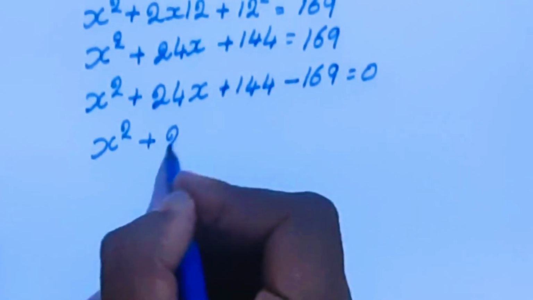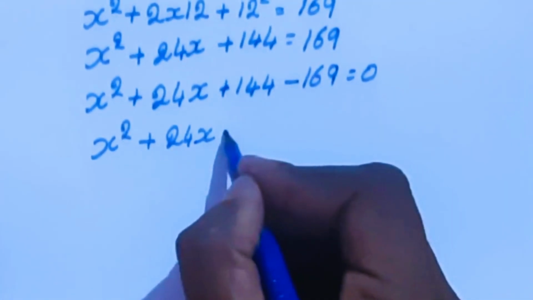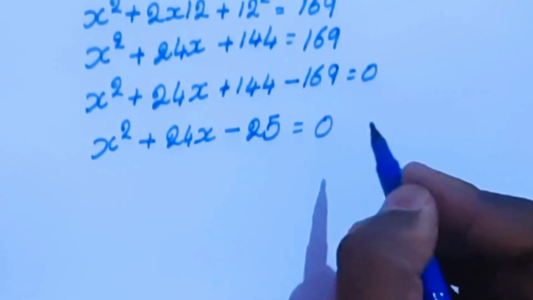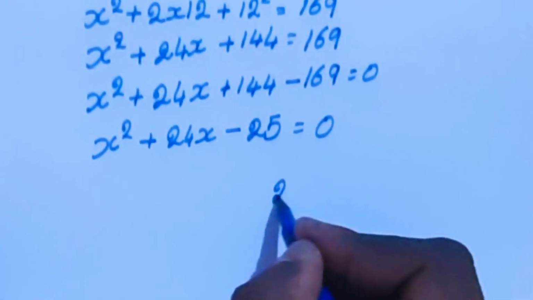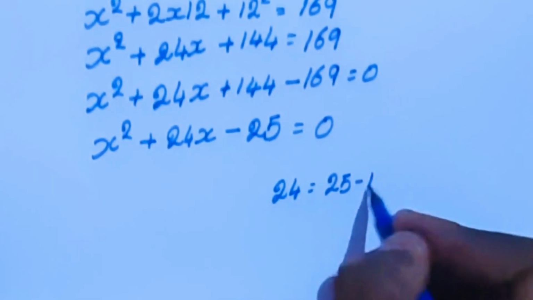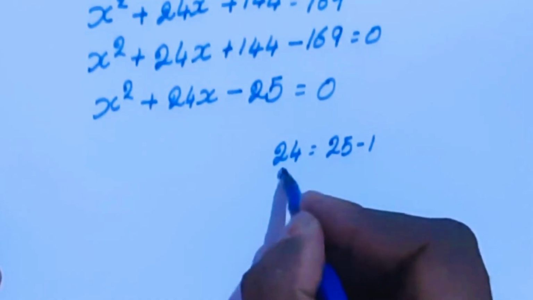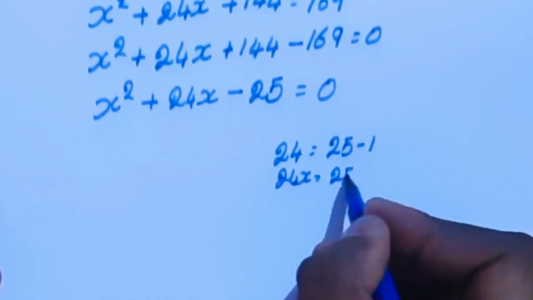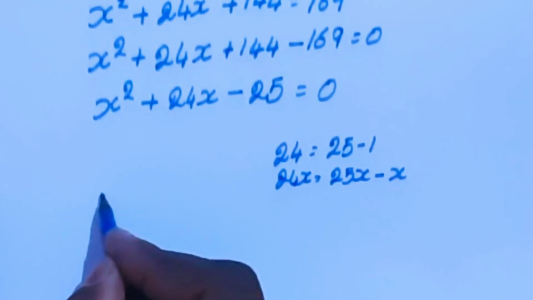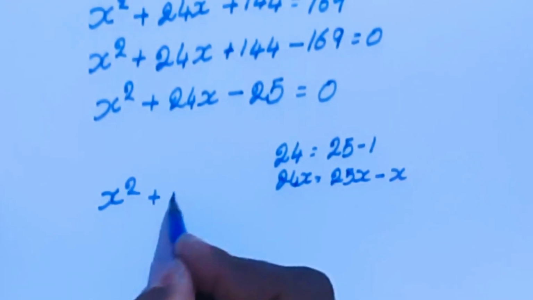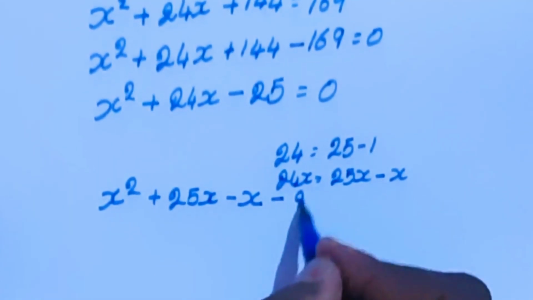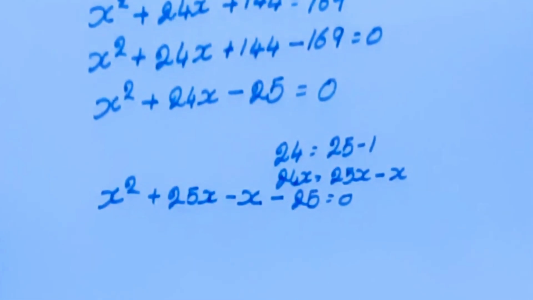Now x² + 24x here minus 25 equal to 0. Now this 24 can be written as 25 minus 1. So 24x equals 25x minus x. So we are going to apply this here: x² + 25x − x − 25 = 0.